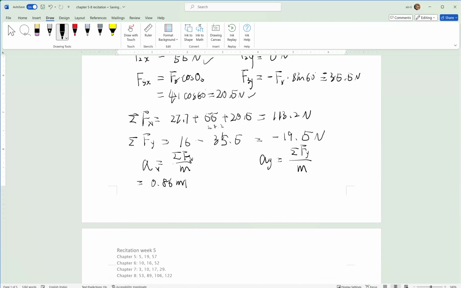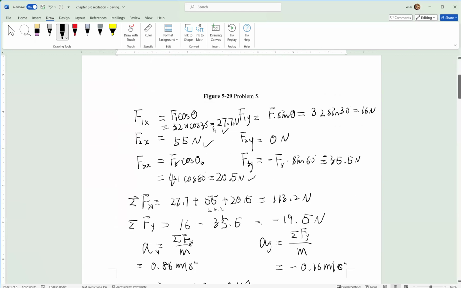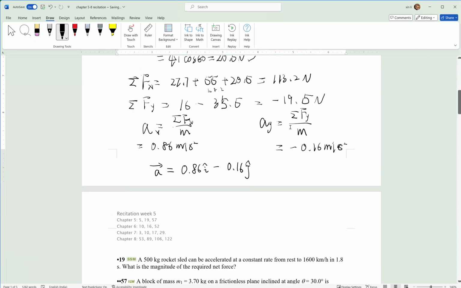And after that, you are going to get acceleration along x direction, which is 0.86 meters per second square. And AY, you are going to get negative 0.16 meters per second square. Okay. So after that, you are going to write it this way. Your acceleration will be equal to 0.86 I minus 0.16 J. Okay, so very simple. And this is the unit vector form. So what is this? This is the unit vector notation.